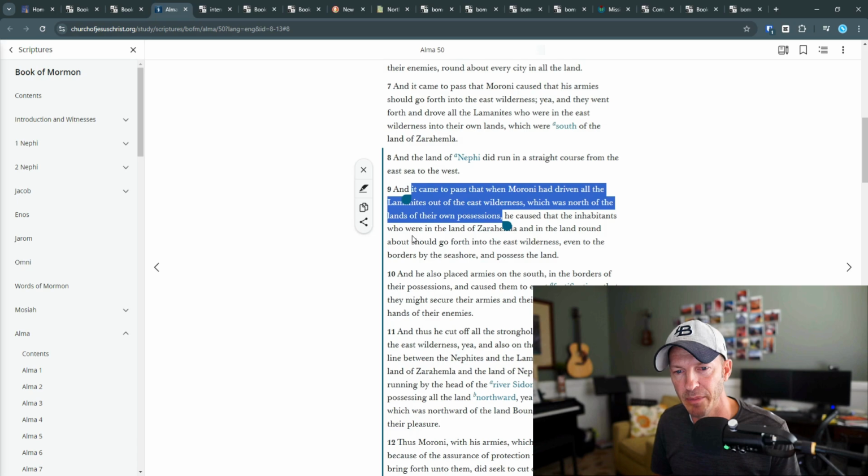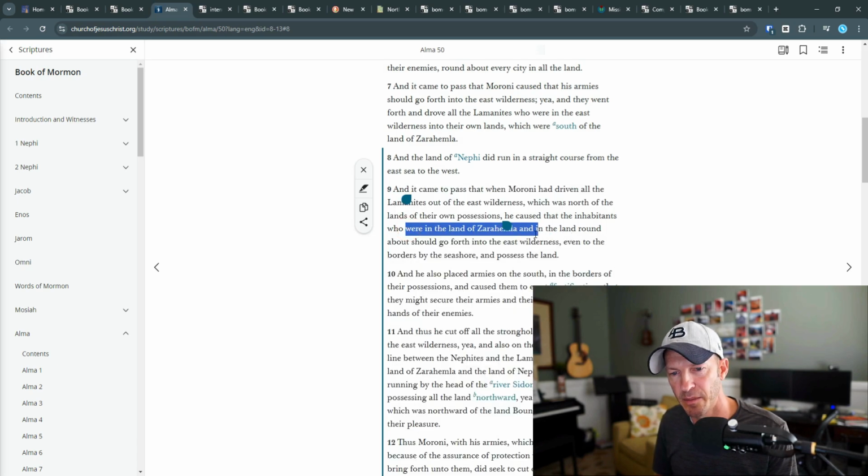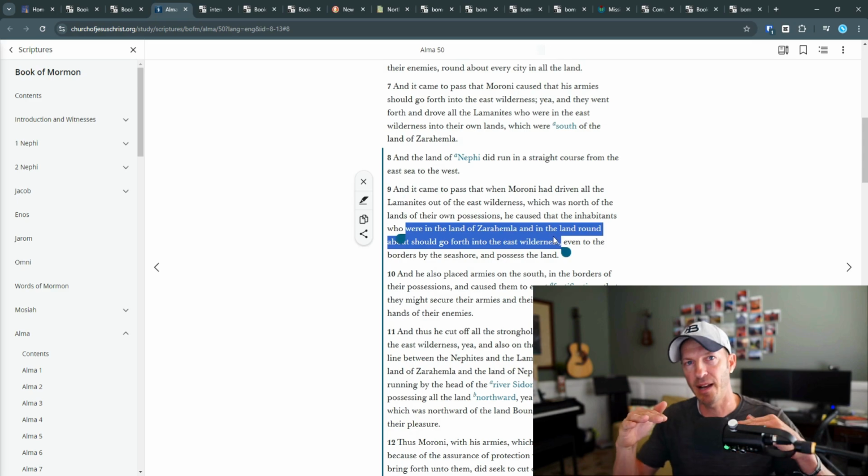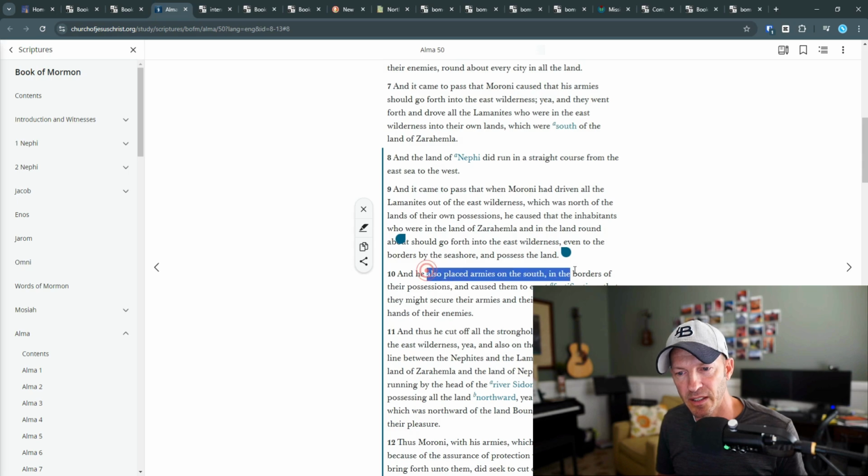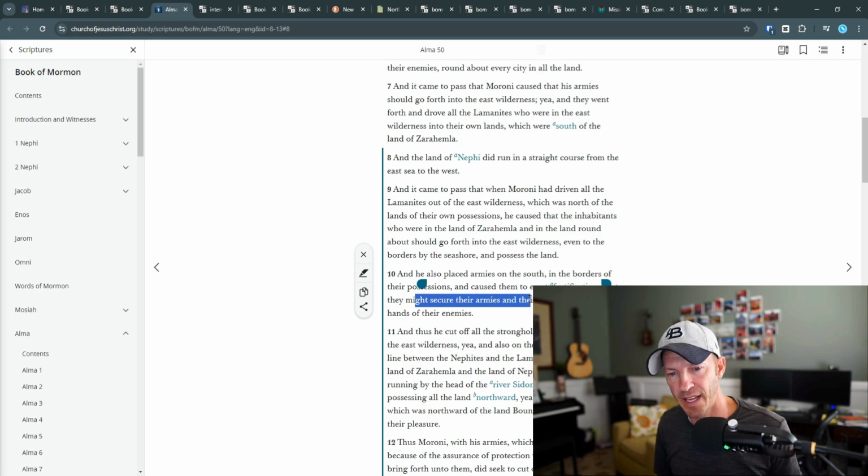He caused that the inhabitants who are in the land of Zarahemla and in the roundabout should go into the east wilderness, even to the borders by the seashore. Kicks them out, puts Nephites there, creates this new border, creates garrison cities. He also placed armies on the south in the border of their possessions and caused them to erect fortifications that they might secure their armies and people from the hands of their enemies. Same thing we're talking about, right?